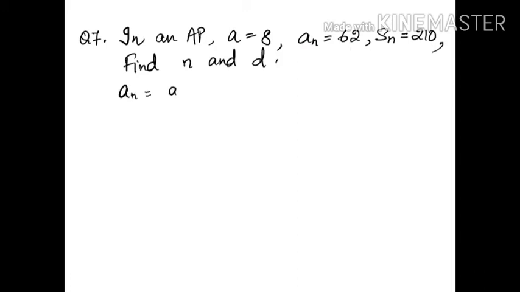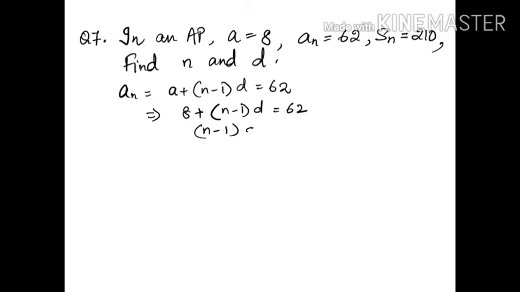Using the nth term formula, let's write down an. An will be equal to a plus n minus 1 times d, and that is equal to 62. So let's substitute here a, that we know. So 8 plus n minus 1 d is equal to 62, or n minus 1 d is equal to 62 minus 8, which is equal to 54.